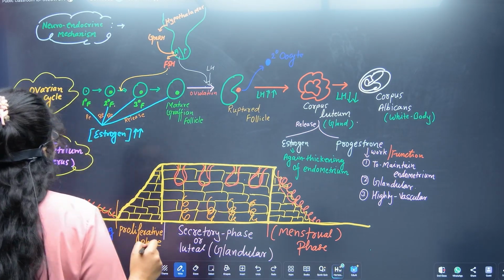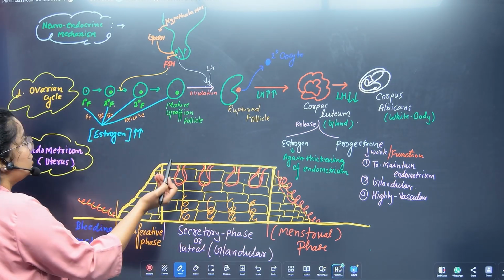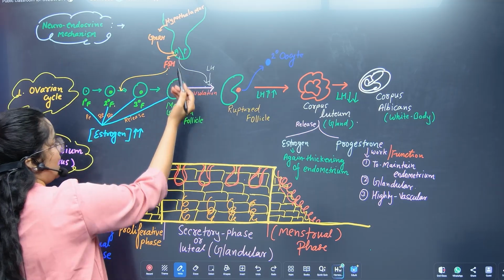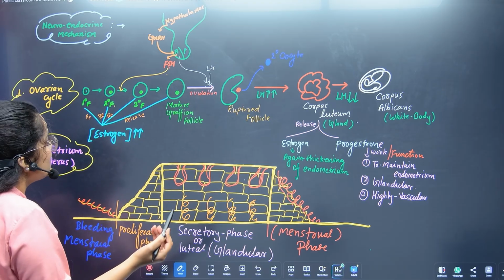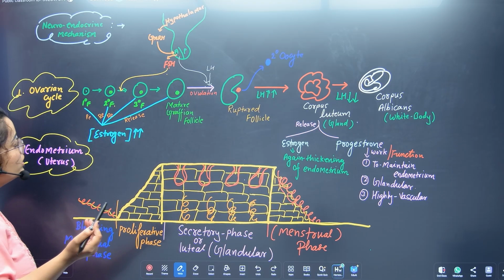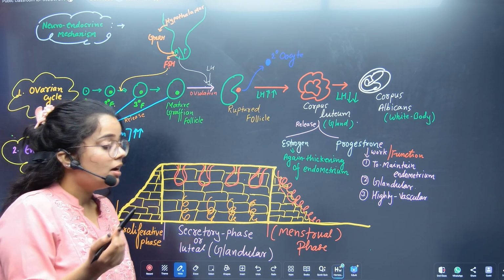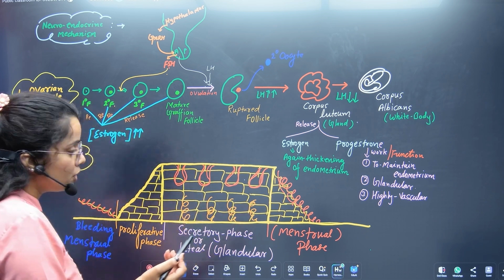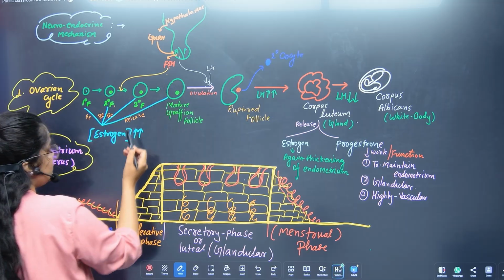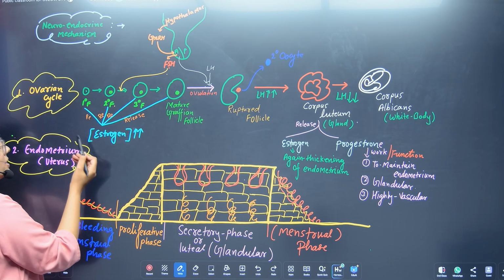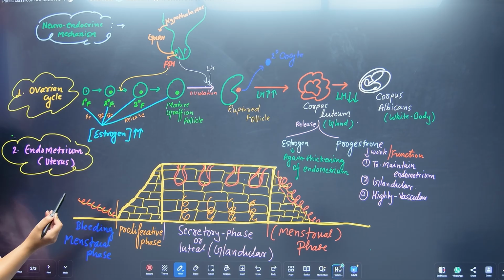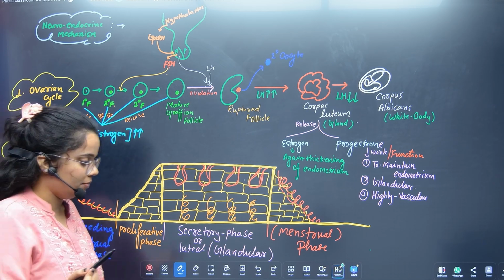In the neuroendocrine mechanism, the main role is played by the hypothalamus and the pituitary gland. The hypothalamus produces gonadotropin releasing hormone, which acts on the anterior part of the pituitary gland, which leads to the production of follicle stimulating hormone. As we know, millions of primary follicles are already present in the female from fetal life itself.